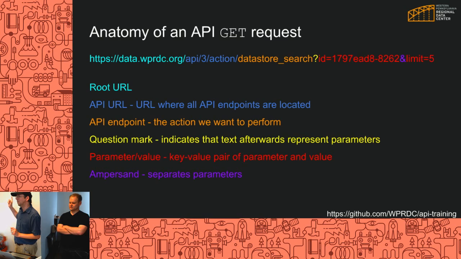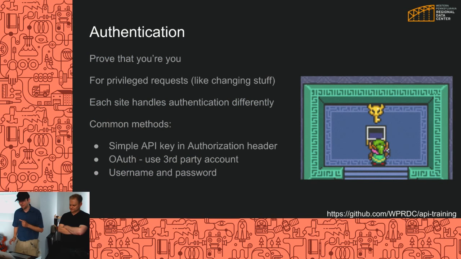Then there's a yellow question mark that's saying the rest is going to be the parameters that we're passing to this endpoint. And there are two parameters here. There's the ID string, which says which element in the data store we're searching for. And then there's the limit, the maximum number of results we want to get. And they're separated by an ampersand. So if you have a bunch of parameters, they're all going to be separated by ampersands. So that's a GET request. It's a very simple one.